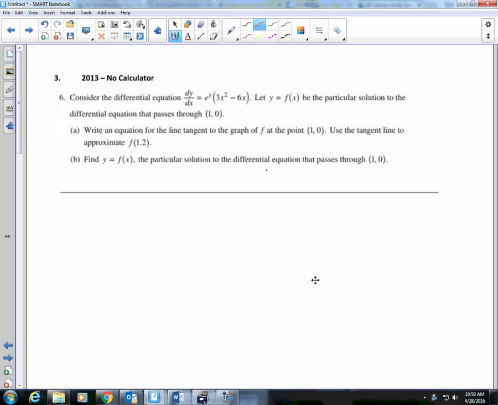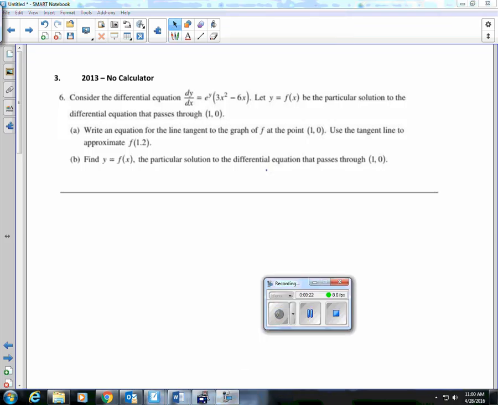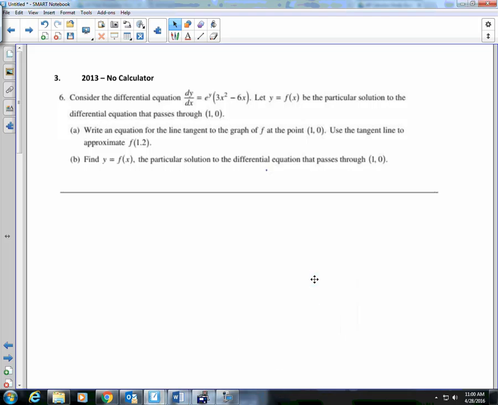So, consider a differential equation dy over dx equals e to the y times 3x squared minus 6x. Let y equals f of x be the particular solution to the differential equation that passes through 1, 0. So this is going to be an important point to know. I would suggest that everybody can do question A. Doesn't mean you're going to get it right, but everybody should feel confident putting forth the effort. It says, write an equation for the line tangent to the graph of f at point 1, 0. Use the line tangent to approximate f of 1.2.